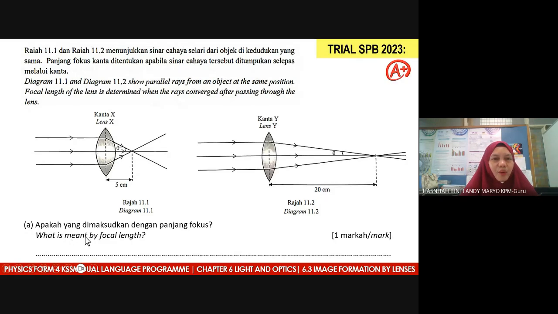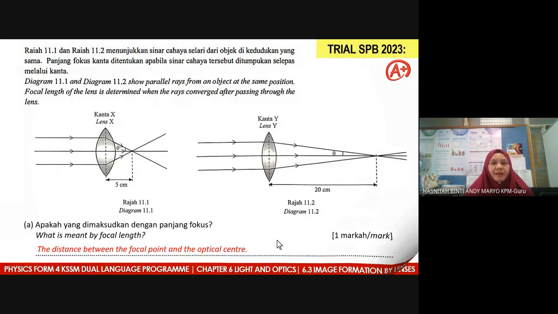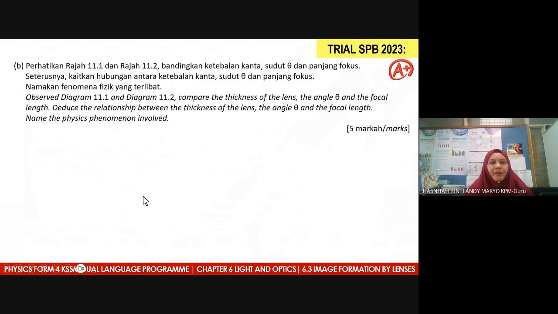First, what is meant by focal length, students? This one you can refer back to the table of optical terms I showed you just now. This question is taken from Trial SBP 2023. So this is the definition: focal length is the distance between the focal point and the optical center. And then you have to observe diagrams 11.1 and 11.2 and compare the thickness.